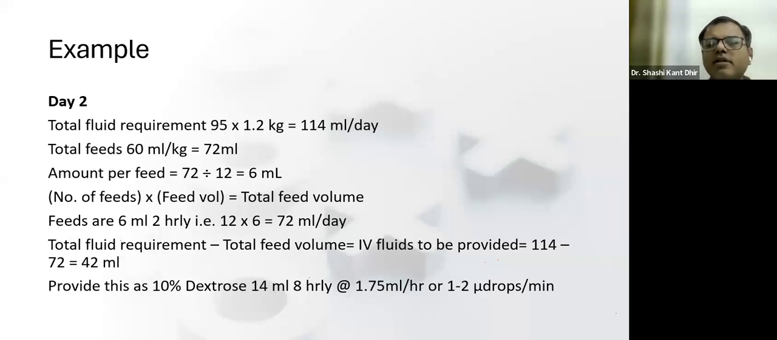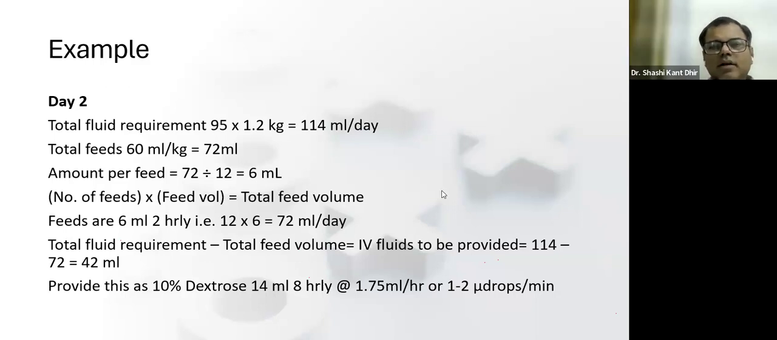So now the total fluid requirement is 95, so we have to give 114 ml. Now we have increased the feed to 60 ml per kg, suppose. So this 72 ml has to be deducted. Now it comes out to be 42 ml. So this 42 ml is to be given at 1.8 ml per hour by infusion pumps which have a single decimal point, or these days there are infusion pumps where we can feed in 2 decimal points also, 1.75. If we are giving by burette, pediatric drip set, we can give 2 drops per minute, right?